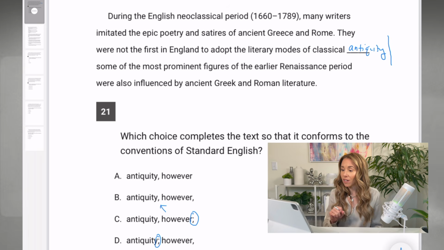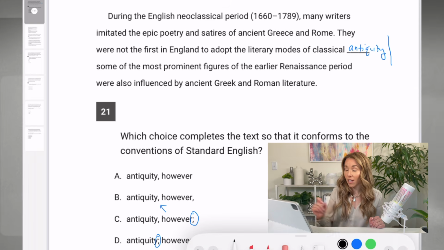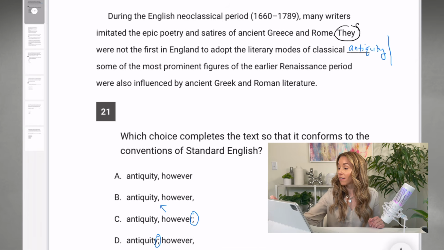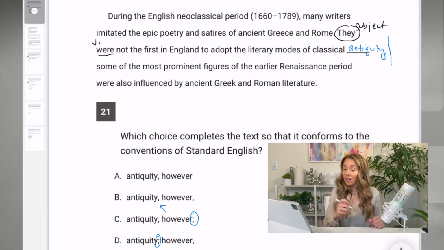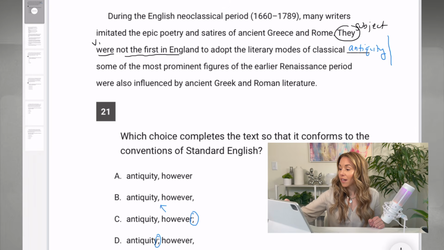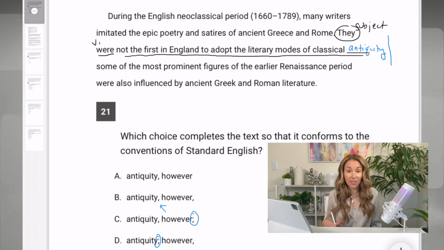They were not the first in England to adopt the literary modes of classical antiquity. Okay, is that a complete sentence? Well, there are three things you need for a sentence to be complete. You need a subject. They is the subject. You need a verb. Were is the verb here. And you need a complete thought. Not the first in England to adopt the literary modes of classical antiquity. That's a complete thought, because when I read that, I'm not going, huh? Or scratching my head wondering what they're trying to say. I don't feel like they're leaving me hanging. So we have a complete sentence on the first side.